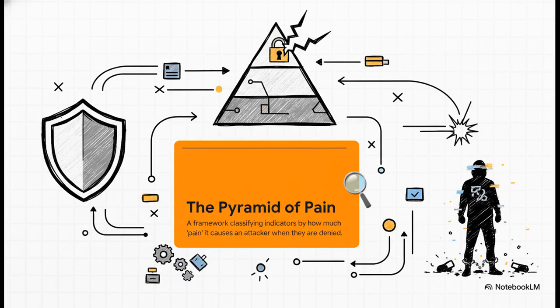Well, the answer is this fantastic framework. The Pyramid of Pain is like a strategic map for defenders. It shows us that not all clues an attacker leaves behind are equal. Some are super easy for them to change on the fly, while others can completely torpedo their entire operation.